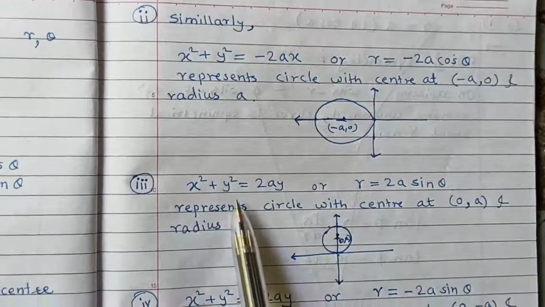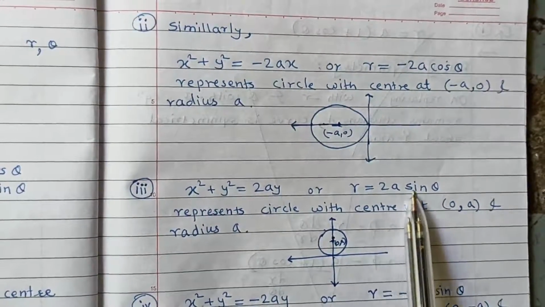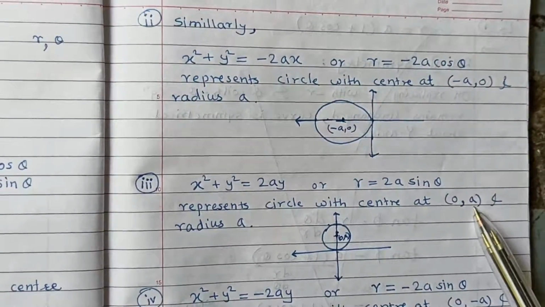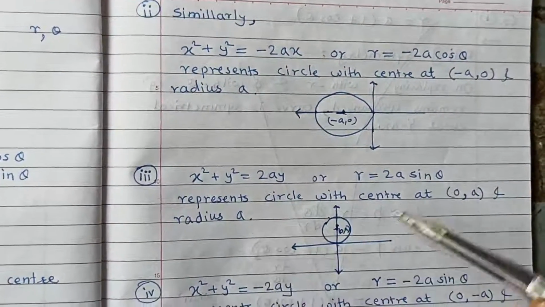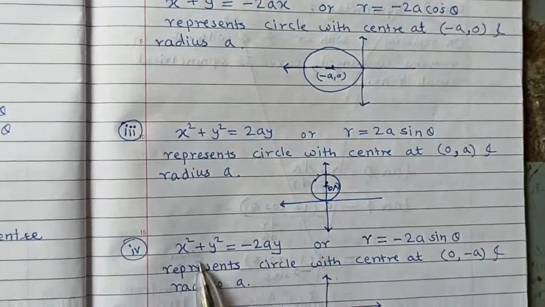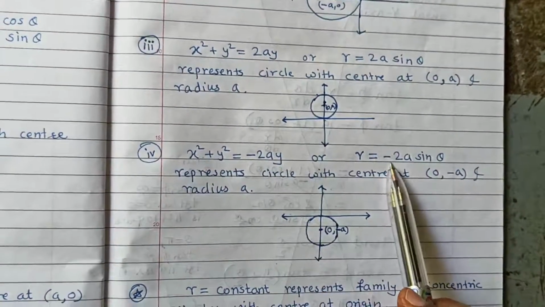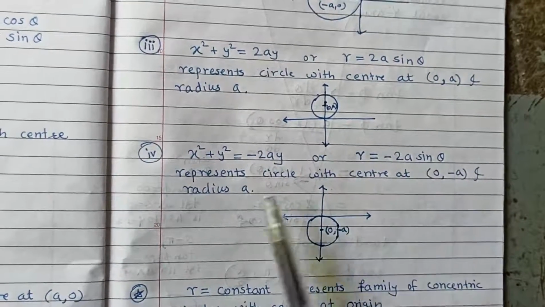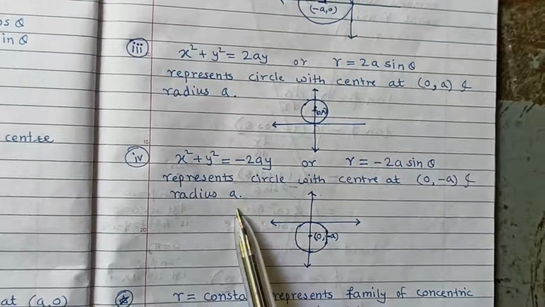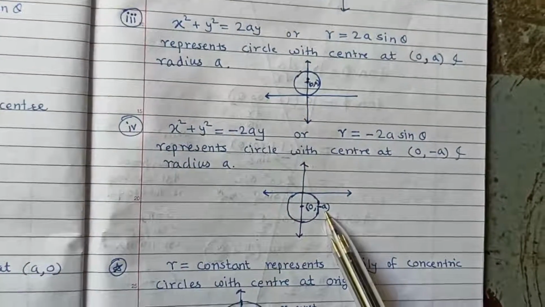Third one, x square plus y square is equal to 2ay. In polar we can write this as r is equal to 2a sin theta. This will represent a circle with center at (0, a) and radius a. So this is the required circle with center at (0, a). Next is x square plus y square equal to minus 2ay, or r is equal to minus 2a sin theta. This will represent a circle with center at (0, minus a) and radius a. So this is the required circle with center at (0, minus a).